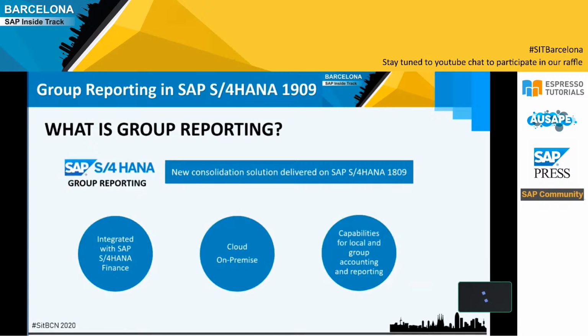So if we start with the basic concepts about group reporting, what is group reporting? It's a new consolidation solution that has been delivered by SAP on the S/4HANA 1809 release, and it has been improved in the 1909 version. This solution is integrated with the S/4HANA Finance database, so it shares the same records as the finance line items. In addition to that, it can be implemented as either a cloud or on-premise solution, and it has the capabilities for local and group accounting and reporting within consolidation processes.